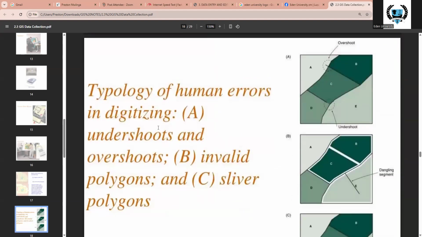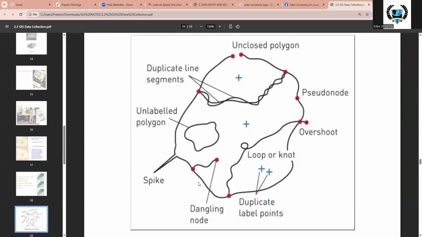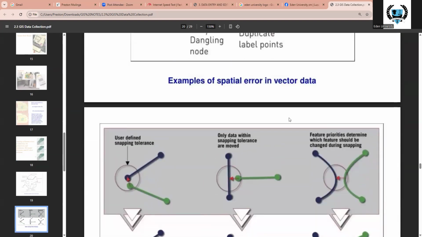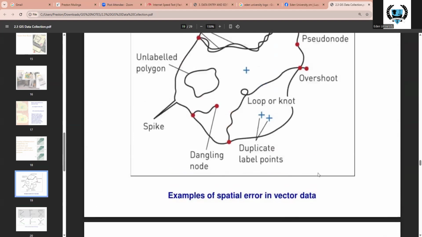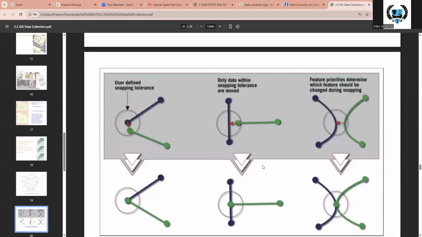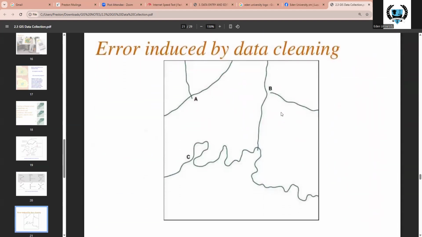Topology and human errors in digitizing. So undershoots and overshoots, then invalid polygons and sliver polygons. Okay, so there we are. This is an example of spatial errors in vector data. And this is a topology feature swapping. Then error induced by data cleaning.